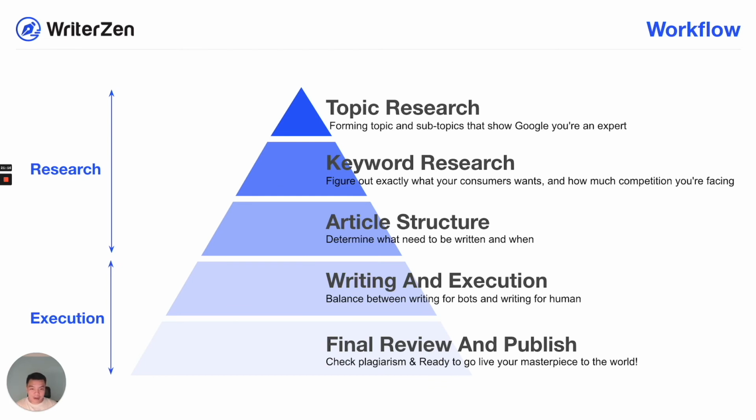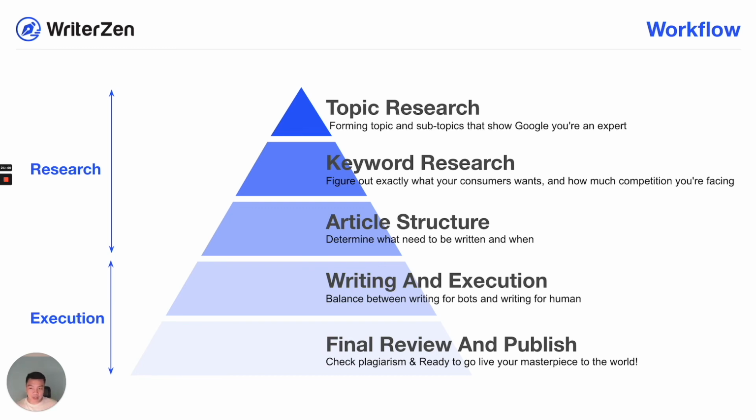The third level is, after you have all the keywords laid out under each of the topics that you have, you form the articles that you will write, right? Determine what needs to be written and when. Because now that you have all the keywords, you will want to know when to write certain keywords first and what keywords you should group together so you can optimize the output of that article.